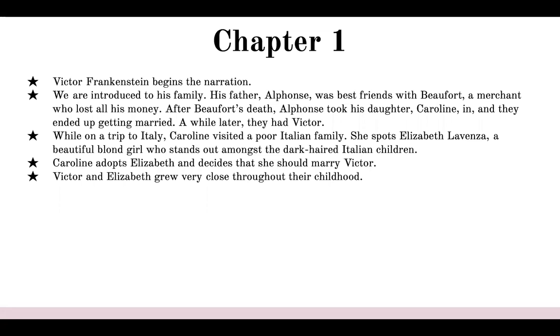Then, on a trip to Italy, Caroline visited a poor Italian family. She spots a girl named Elizabeth Lavenza, and that girl had beautiful blonde hair, and this blonde hair made her stand out from all of these dark-haired Italian children. Therefore, Caroline ends up adopting Elizabeth, and she decides that Elizabeth shall marry Victor. Victor and Elizabeth grow up together, and they are very close throughout their childhood.